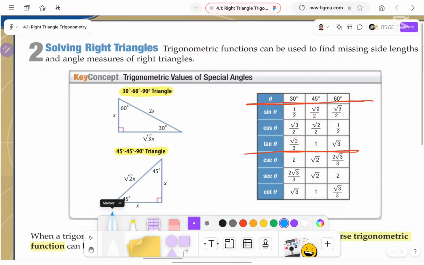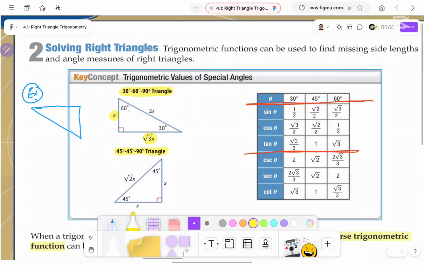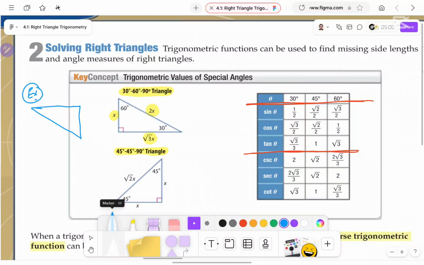Look at this example. Let's say we have a 30, 60, 90 triangle. We have to memorize what every side represents. Say this is 60, this is 30, and this one is 90. Now let's say the question gave me this side here equal to, for example, 6. If I ask you how to find the length of this side and this side, you might say you can use the trigonometric ratios. Yes, you can do that. But how can we find them faster?